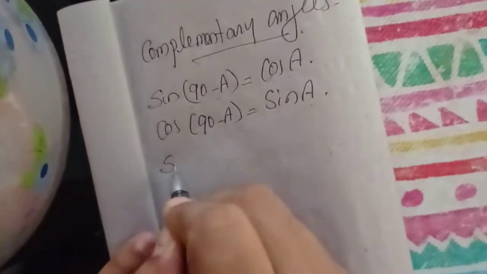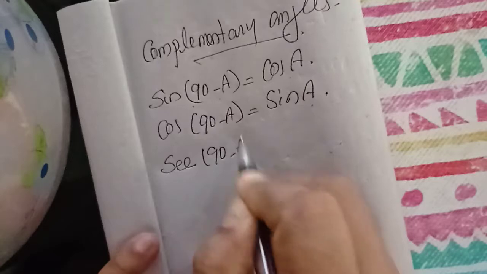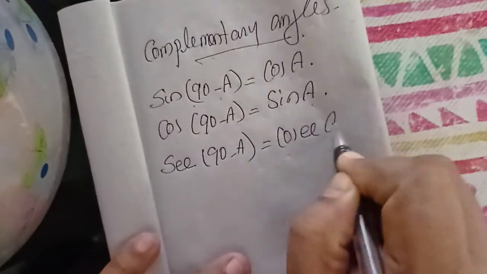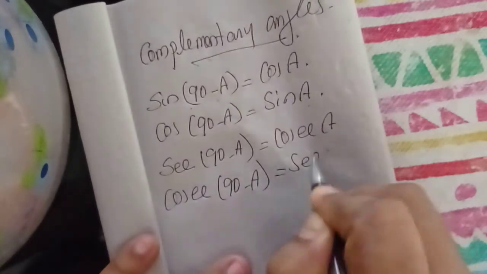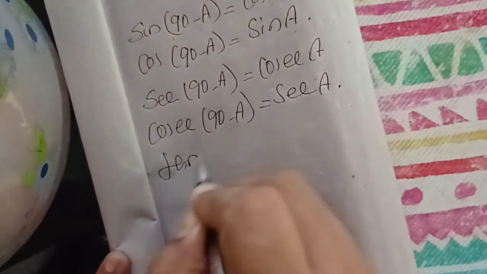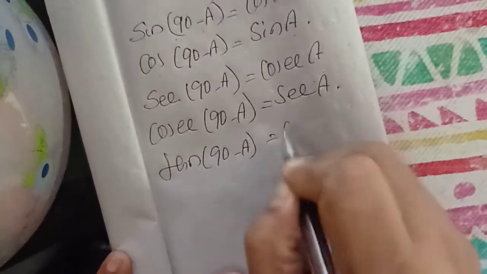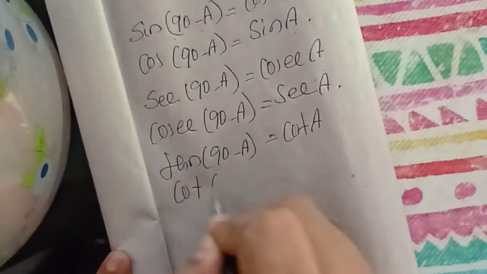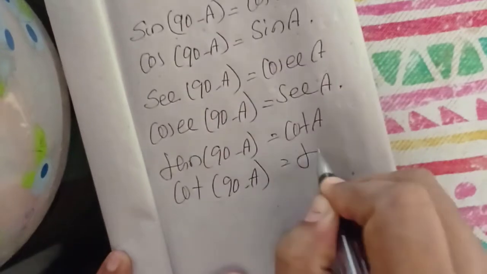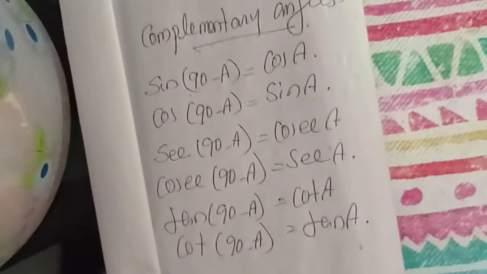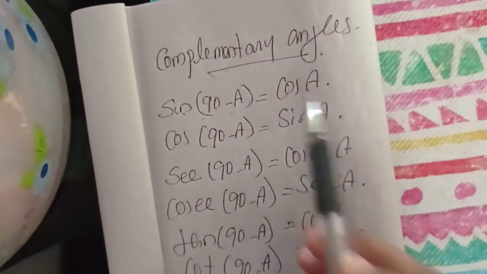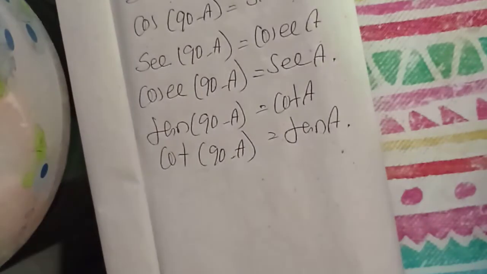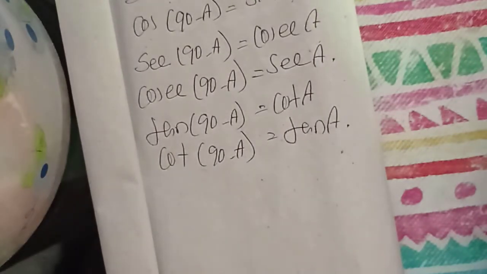Next, sec 90 minus A is cosec A, and cosec 90 minus A is sec A. Then the last one, tan 90 minus A is cot A, and cot 90 minus A is tan A. They are complementary angles. What is the meaning of complementary? The sum of the angles is equal to 90 degrees. That is the meaning of complementary angles.